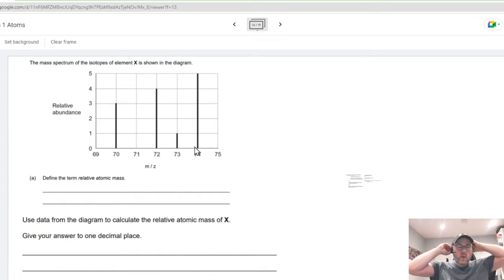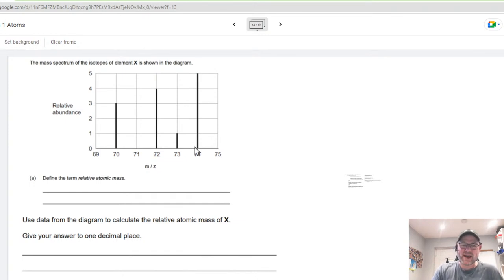Okay. One more of these, then I'm just going to give you a horrible time of flight, then we're going to sign off. The mass spectrum of the isotopes of element X is shown in the diagram. Define the term relative atomic mass. Don't worry about that one. You've got to learn it off by heart. It's one of those horrible ones. It's a two marker, but leave that. It's on the mark scheme. I'll put it up in a sec.